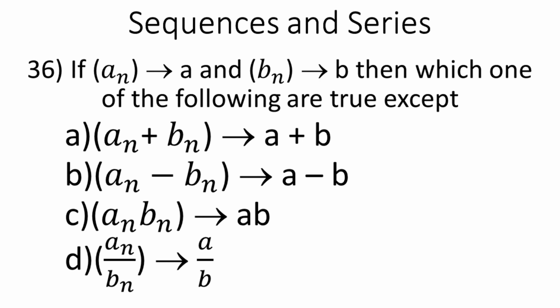Question number 36. If sequence an converges to A and sequence bn converges to B, then which one of the following are true except? So here options A, B, C are all true and option D is not true. So here option D is the correct one.